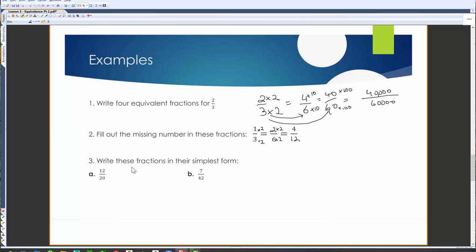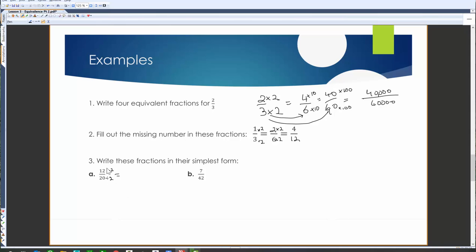All right, when we write fractions in their simplest form, what we try to do is find the highest common factor of the numerator and the denominator. That is the number that goes into 12, but also goes into 20. Now ideally it's the highest common factor, but ultimately what you need to do is put a factor in. Okay, so this one here, I can see that both of these numbers are even. So the way I'm going to do this is I'm going to divide by 2 and divide by 2.